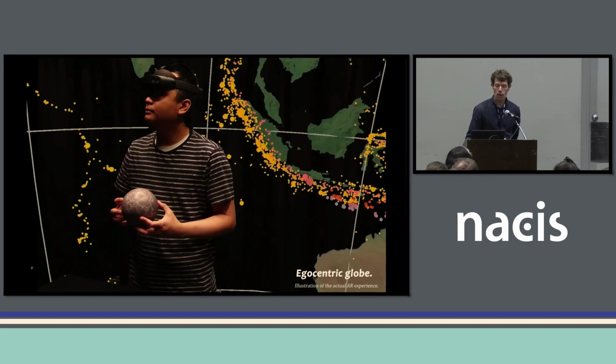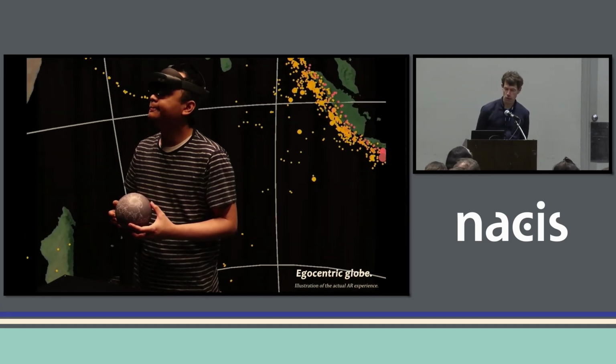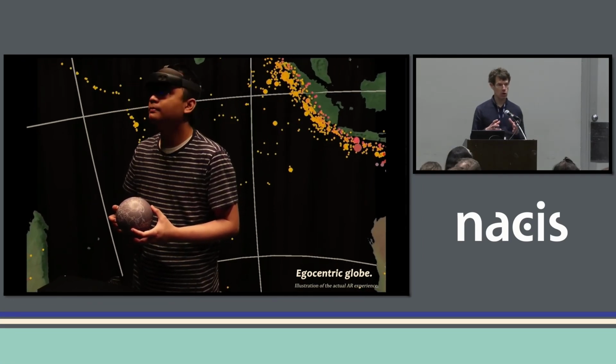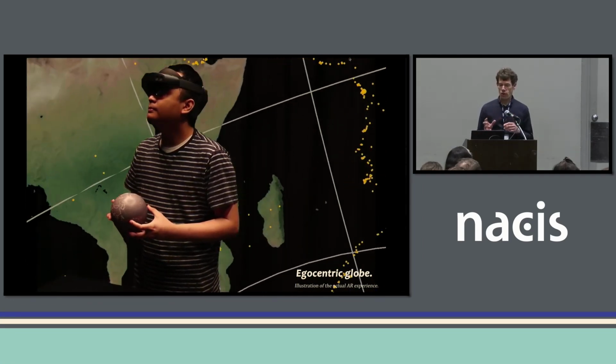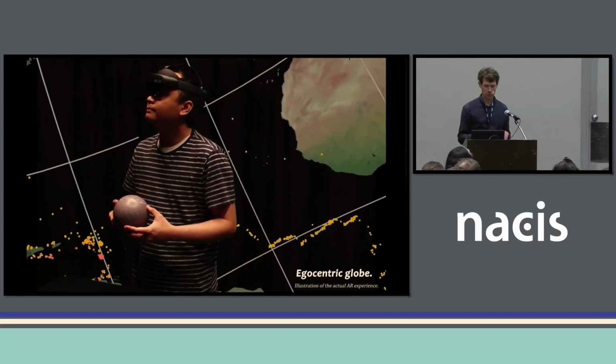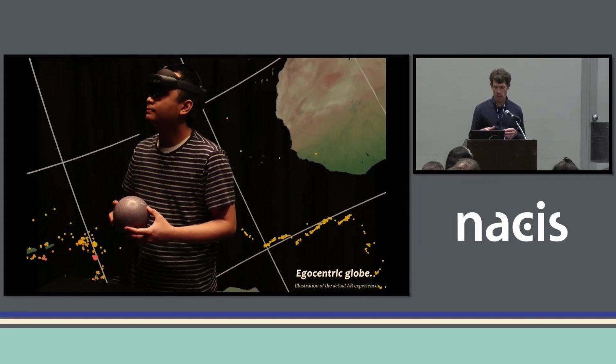Here is another earlier exploration. This is using the Microsoft HoloLens, and this is Kadek Satriadi, one of the co-authors. So he is holding a physical globe, and this physical globe is being tracked to rotate or orient a panorama globe around him. So as he rotates the globe, the panorama around him follows.